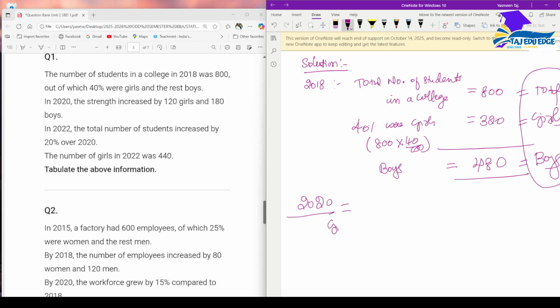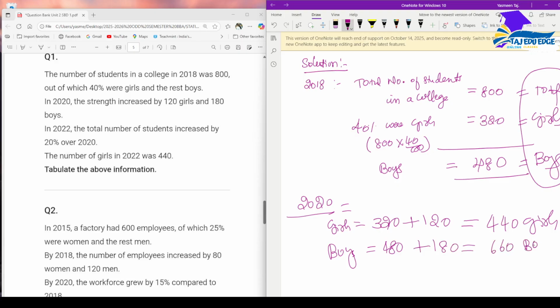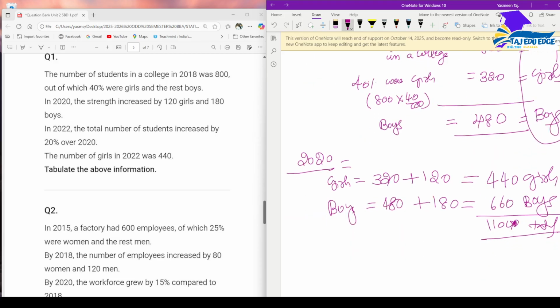So earlier girls were 320. Correct. Now it is increased by 120 extra. So how much? 320 plus 120, that is 440 girls are there now. Boys, earlier 480 boys were there in 2018. Now 180 additional boys have joined. 480 plus 180, that is 660 boys. Total how many students are there? 440 plus 660, 1100 total students are there. Correct. So total 1100, 440 girls, 660 boys.